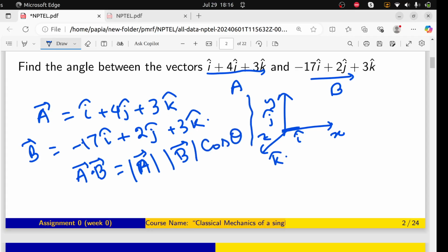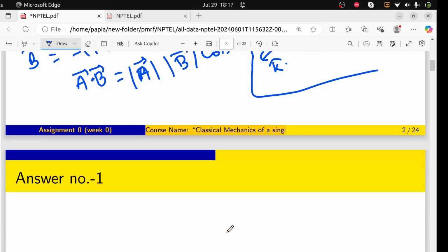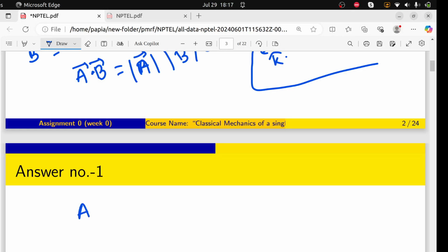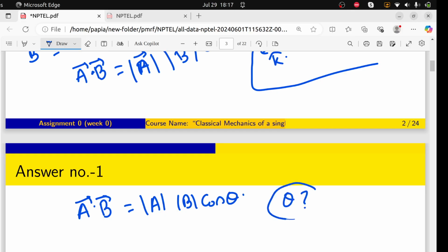So what is theta here? Theta is nothing but the angle between these two vectors. Okay, so if I want to write A dot B, the expression is mod A mod B cos theta, and in that question they are asking about the theta, the angle between these two vectors. So can't we do this? Cos theta equals A dot B by mod A mod B.